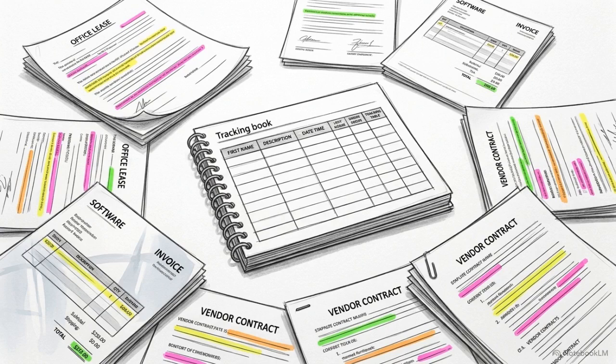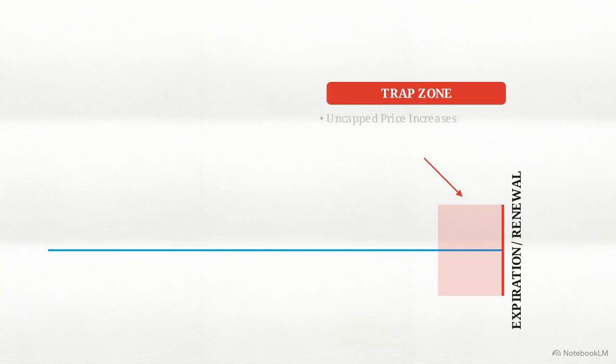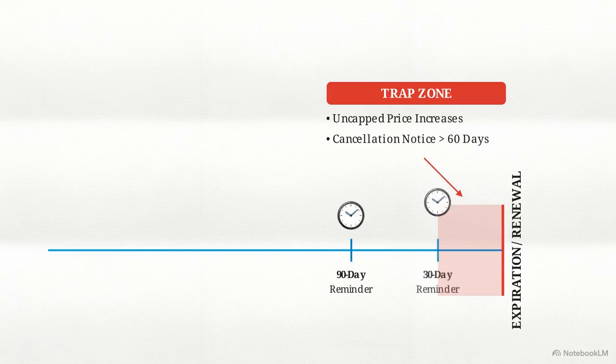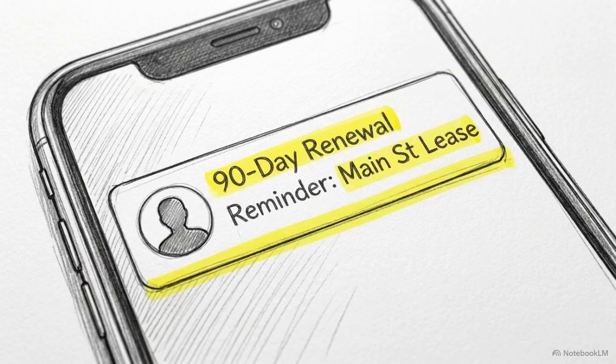Use the table in Exercise 1 to inventory every active lease, software subscription, and vendor agreement your business holds. This timeline represents a contract approaching expiration. Audit agreements for hidden auto-renewal trap zones highlighted here, like uncapped price increases or long cancellation windows. To preempt these traps, set calendar reminders precisely 90 days and 30 days before the renewal date. Assign exactly who receives these reminders on your team, and sign the key decision box to lock the process in.